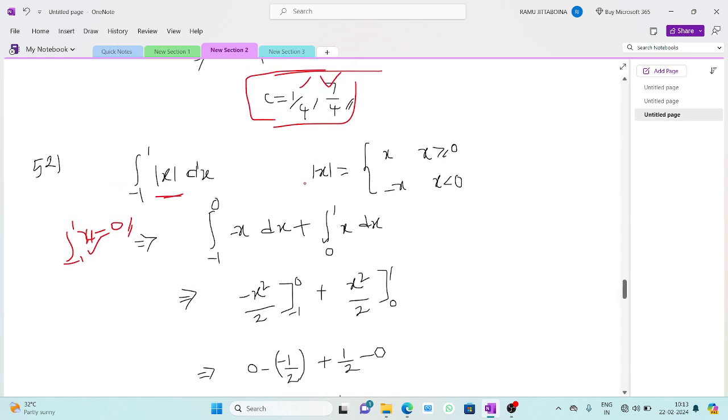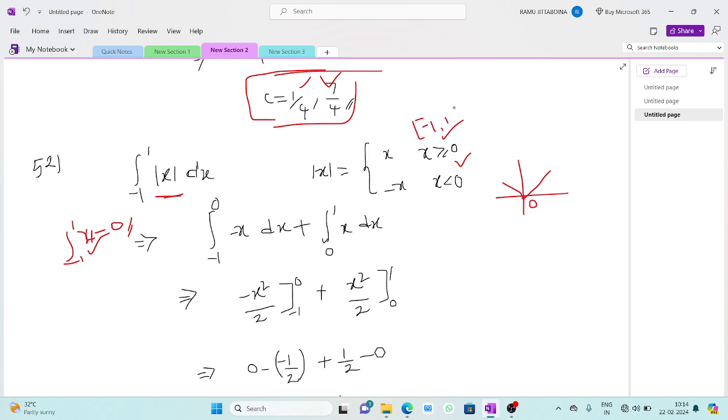We have to break the intervals, because mod x is not differentiable at the point 0. There is a discontinuity in the derivative at the point 0. So we have to break the interval and then do the integration. Here the interval is only -1 to 1.